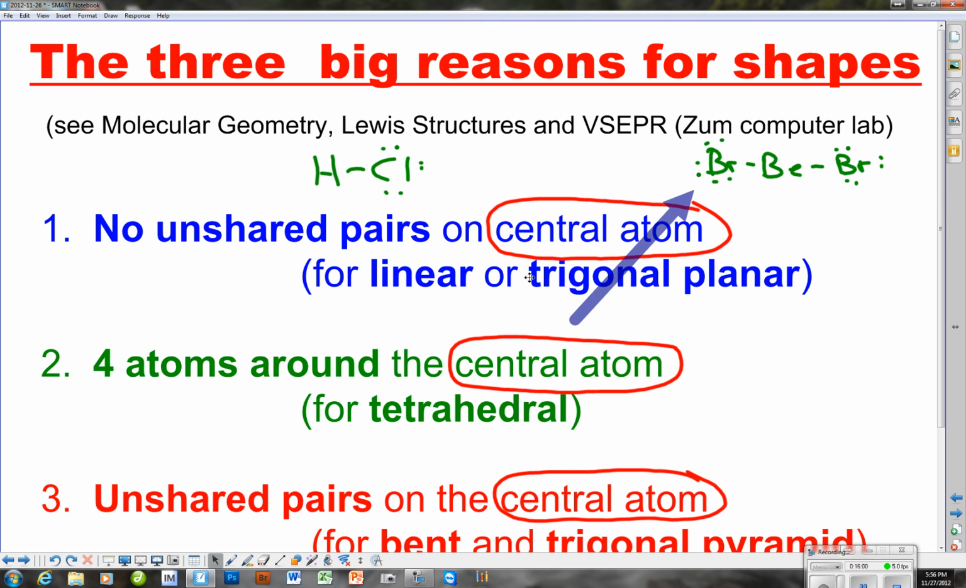And this is also a linear, and the reason that this guy is linear is because it only has two atoms. It has unshared pairs, but there is no central atom. So linear can be either 2 or 3 atoms. And this guy is linear because there are no unshared pairs on the central atom. And this guy is linear because he's only 2 atoms. And you could even make a little note in here to add that to that rule if you wanted to.